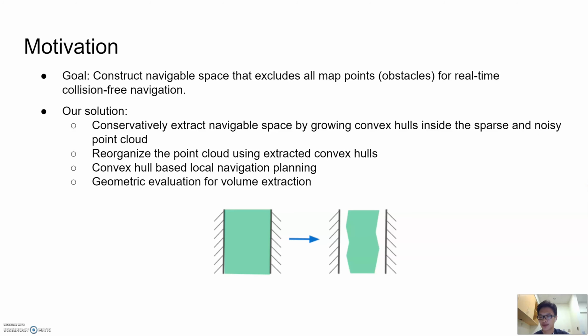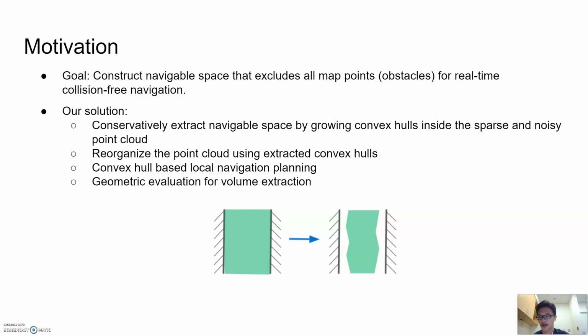Motivated by the previously described challenges, we propose our goal as to construct navigable space that excludes all obstacle points for real-time navigation. We achieve this goal by designing a framework which consists of 4 major parts. Since reconstructing the whole obstacle space might be too expensive, our fundamental part is a convex hull inflation module that conservatively extracts navigable space within the ground truth navigable space by green convex hulls, as shown in the below figure.